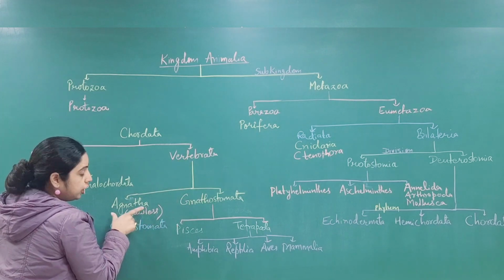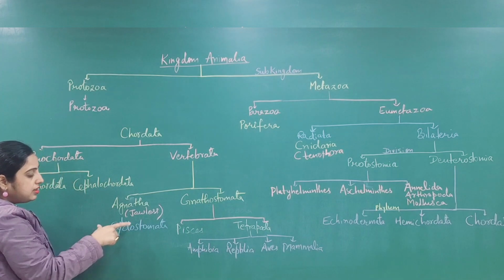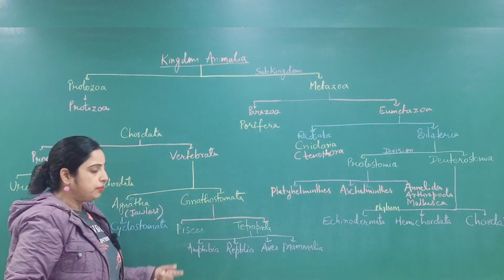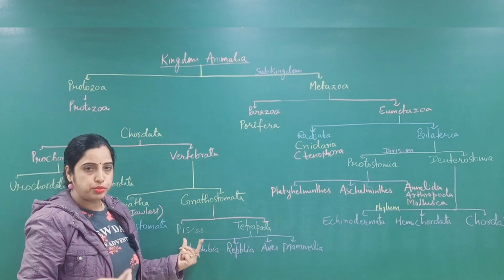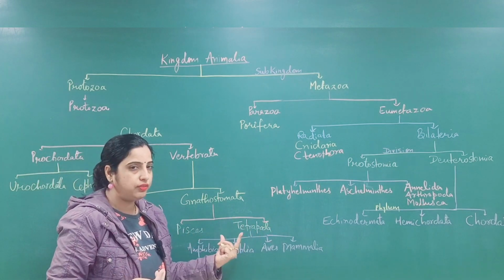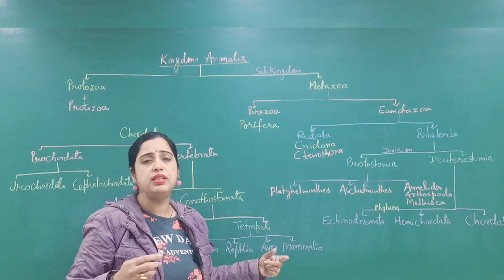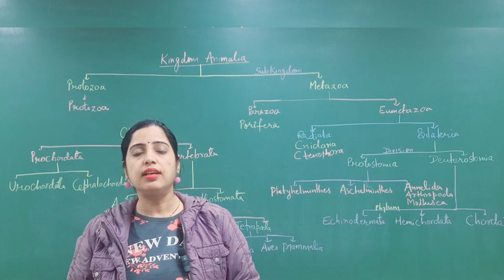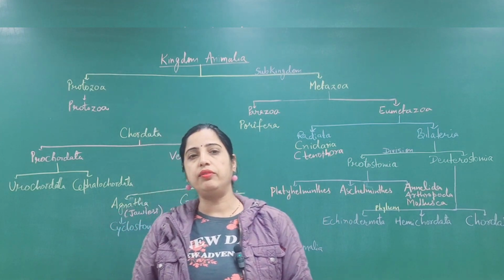Vertebrates are further divided into agnatha and gnathostomata. Agnatha are jawless organisms, and gnathostomata we divide into Pisces and tetrapoda. Pisces are fishes, which are of two types, the bony fish and the cartilaginous fish, and tetrapoda have four limbs: amphibia, reptilia, aves, and mammalia. I hope this short video will help you a lot in memorizing this classification of kingdom Animalia, and we will be continuing further.